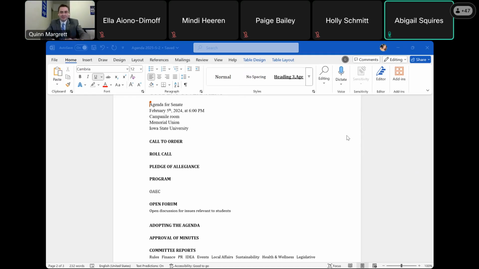I pledge allegiance to the flag of the United States of America and to the republic for which it stands, one nation, under God, indivisible, with liberty and justice for all. All right, a little unorthodox, but thank you very much. We appreciate it. And with that, we'll move into this evening's Senate program.